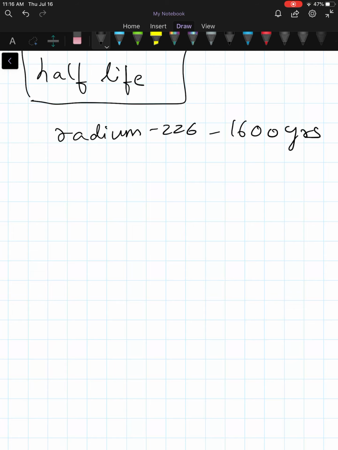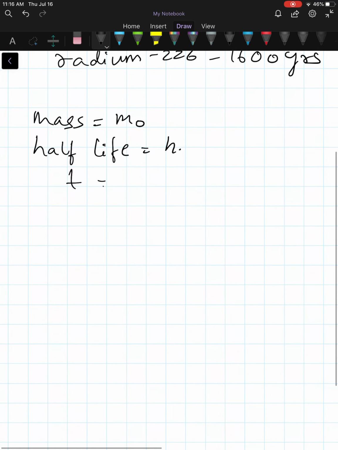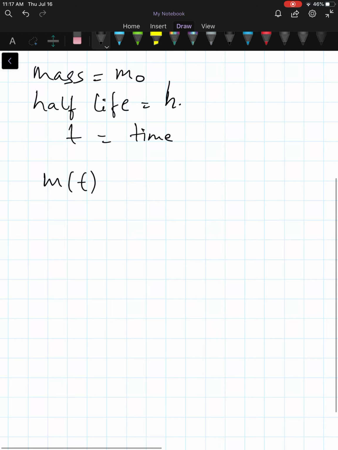So in general, for a radioactive substance with initial mass m naught and half life h, the amount remaining at time t is modeled by m of t is equal to m naught times 2 to the power of negative t by h, where h and t are measured in the same time units. Like if h is measured in minutes, t will also be measured in minutes, or if it is in hours, days, years, and so on.